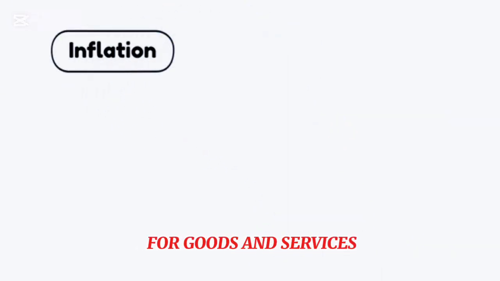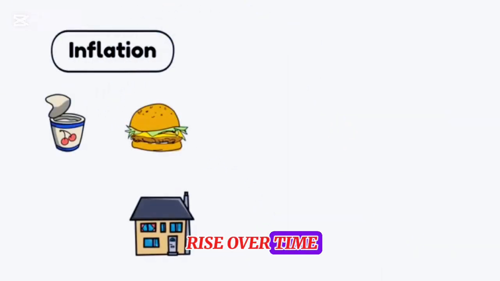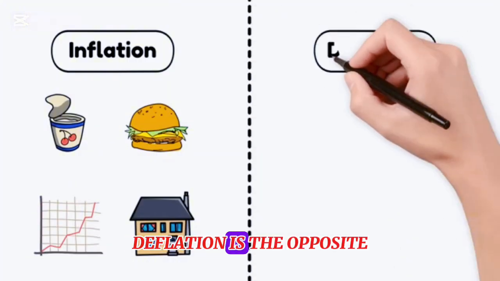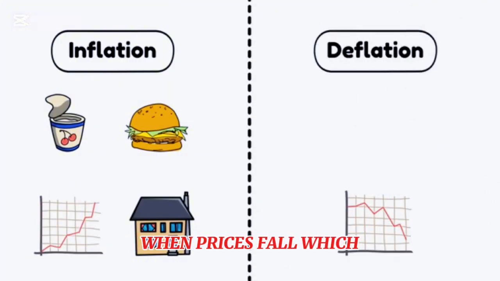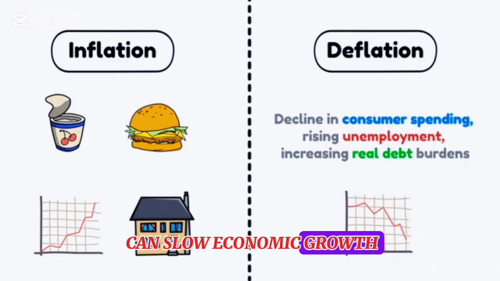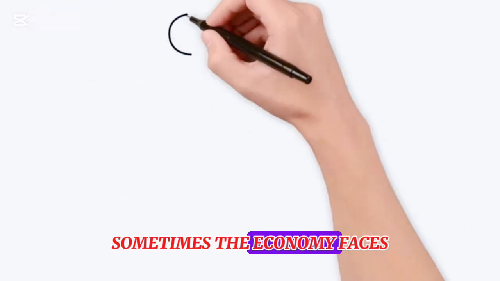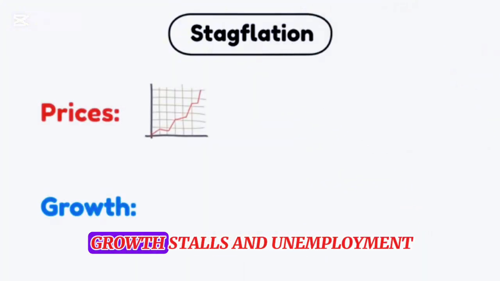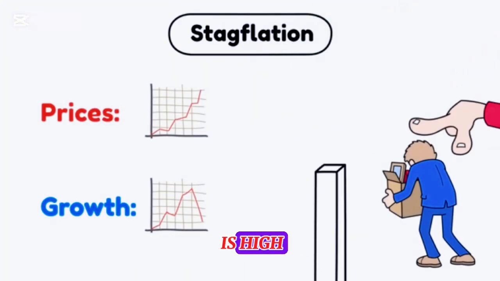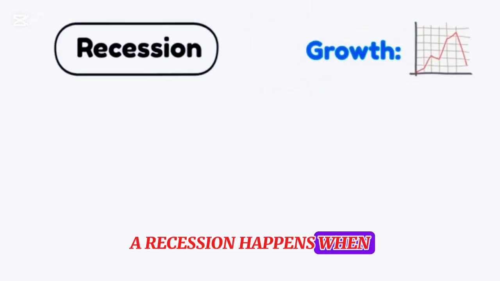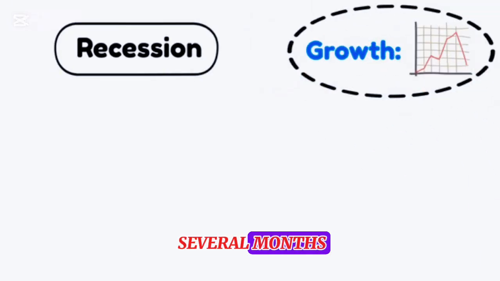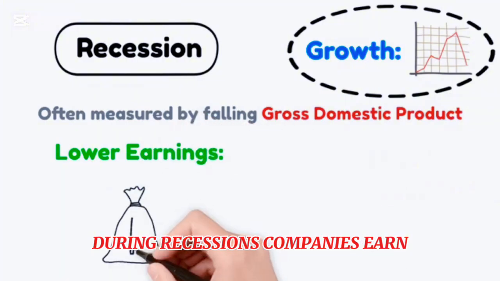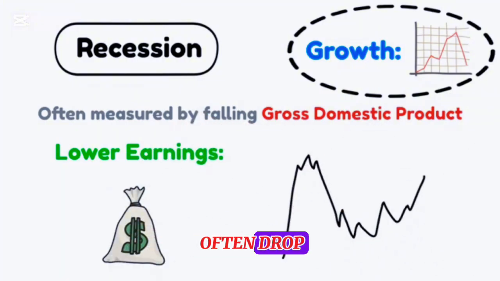Inflation is when prices for goods and services rise over time, which means your money buys less than before. Deflation is the opposite, when prices fall, which can slow economic growth. Sometimes the economy faces a rare situation called stagflation, where prices rise but growth stalls and unemployment is high. A recession happens when the economy shrinks for several months, often measured by falling GDP. During recessions, companies earn less and stock prices often drop.